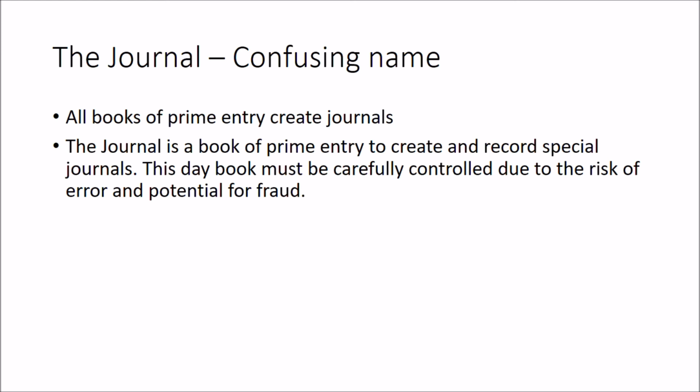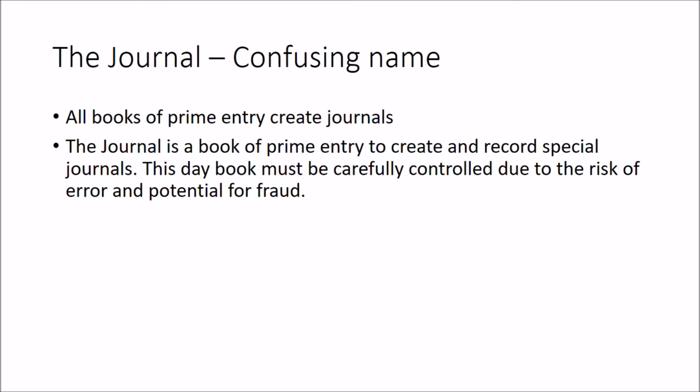But what about those financial transactions that only happen occasionally? Let's say an irrecoverable debt, these errors, an accounting provision for doubtful debts. In level 3, you'll see accounting for stock and depreciation. Do we have to invent a daybook for each different type of transaction? Well, we don't. All the low volume transactions are posted in a book of prime entry called the journal.